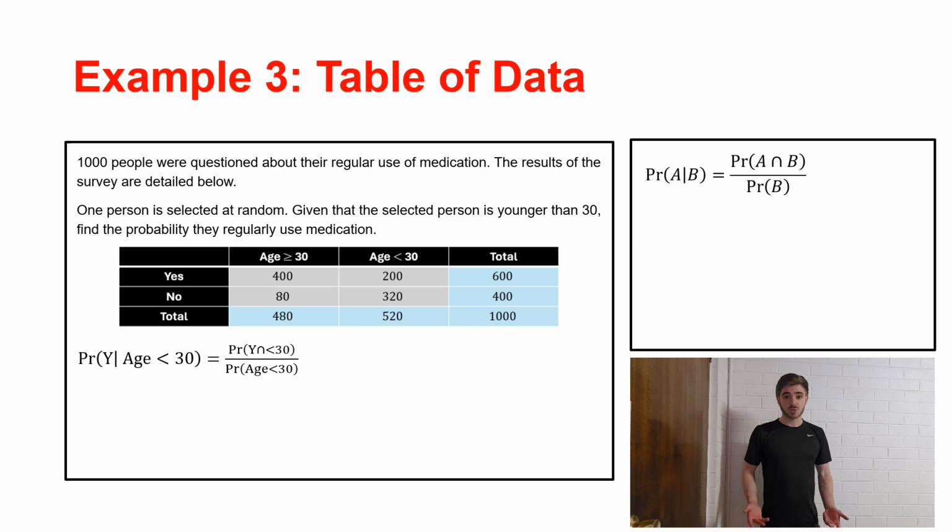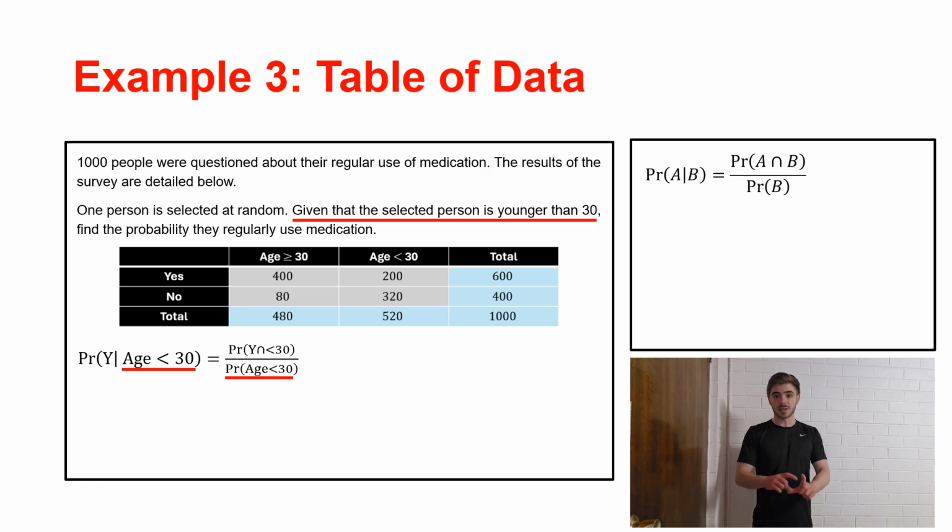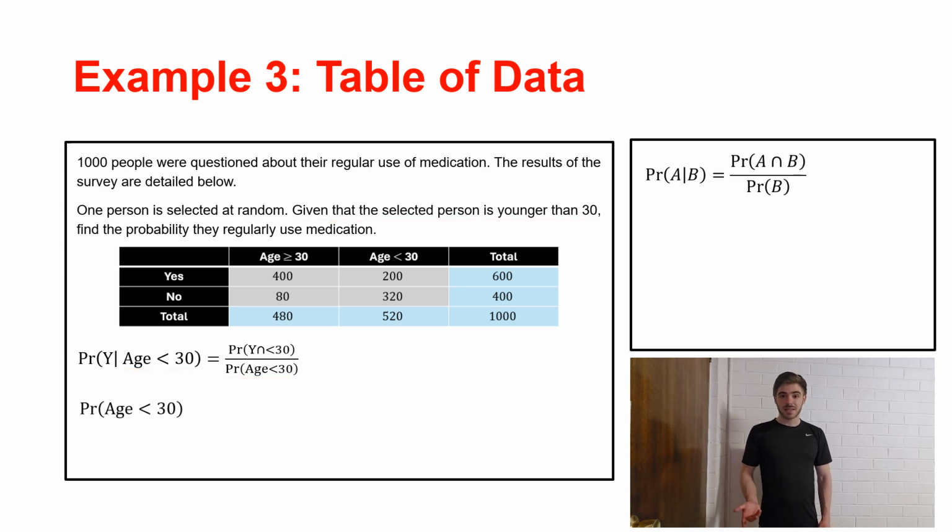So, first things first, we'll just write out the formula. In this case, the thing we want to find the probability of is regular use of medication, and the conditional is being younger than 30. This means that our denominator must be the probability of being younger than 30. So let's start there. Looking at the table, we can see that there are 520 total people that were younger than 30. So to convert that to a probability, all we do is divide by the total number of people that were surveyed, which in this case is 1,000.